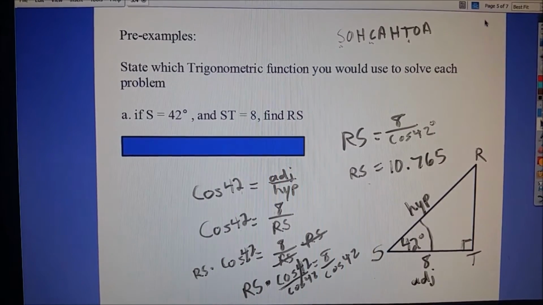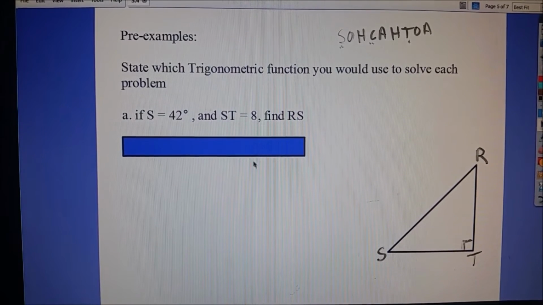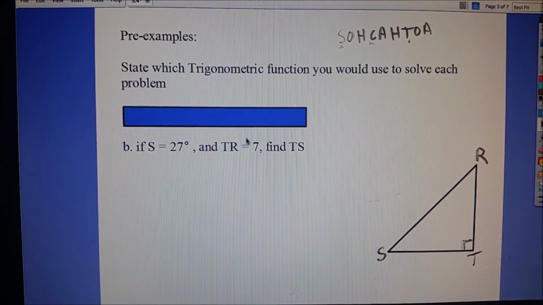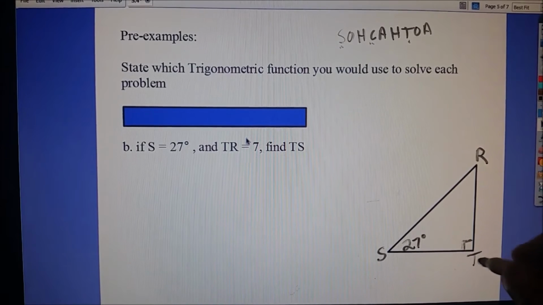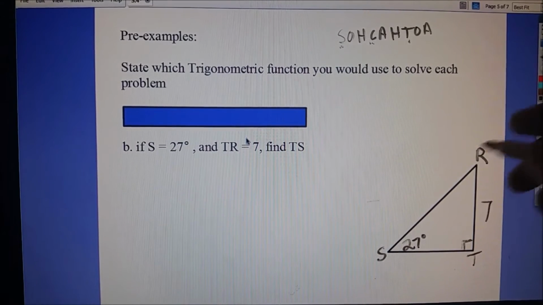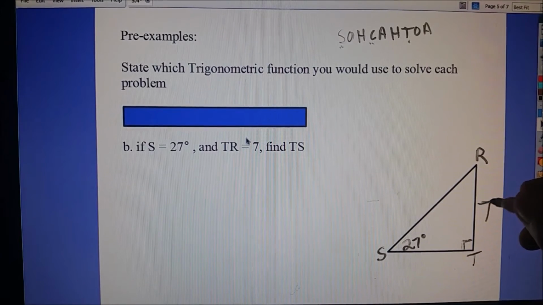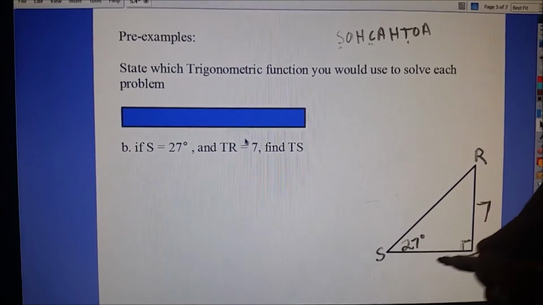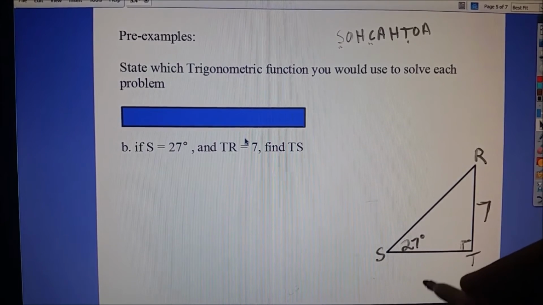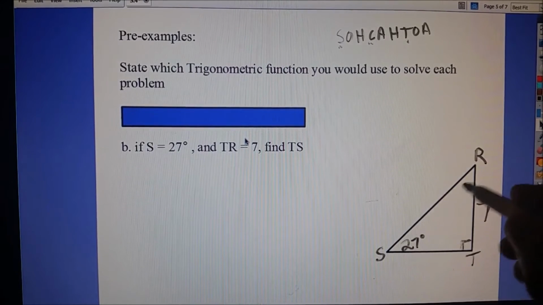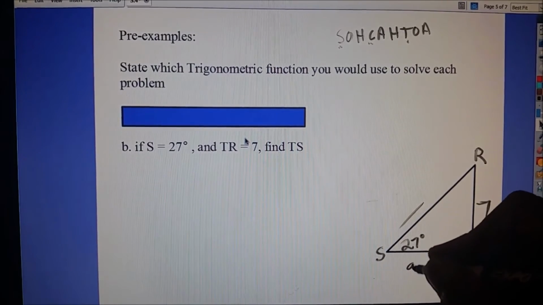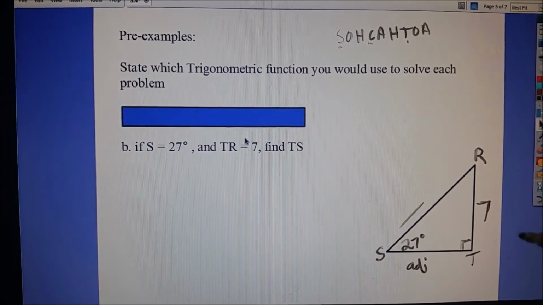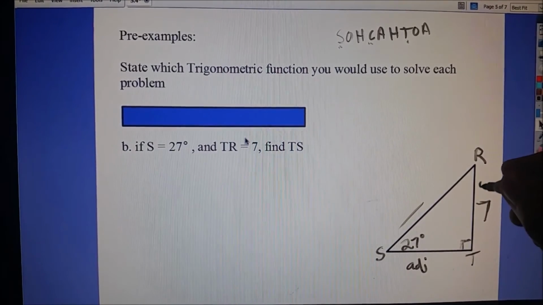Let's do the next one. Okay, next, if S is equal to 27, and TR is equal to 7, find TS. Okay, so the problem is really asking for two things. It's asking what is TS, and look at your angle. Adjacent means next to, and since we know that we're not talking about the hypotenuse, we must be talking about the adjacent side. Okay, so we're talking about adjacent, and over here, this is the opposite.